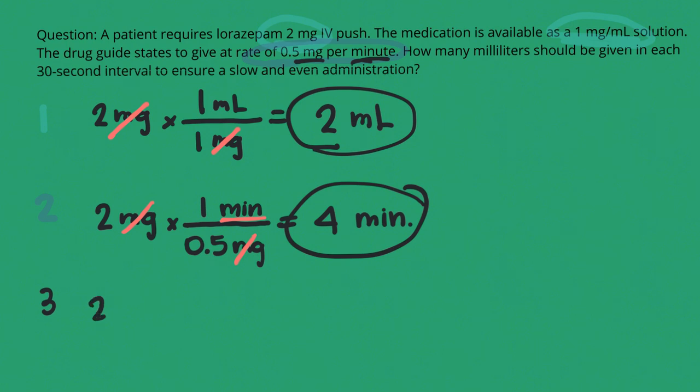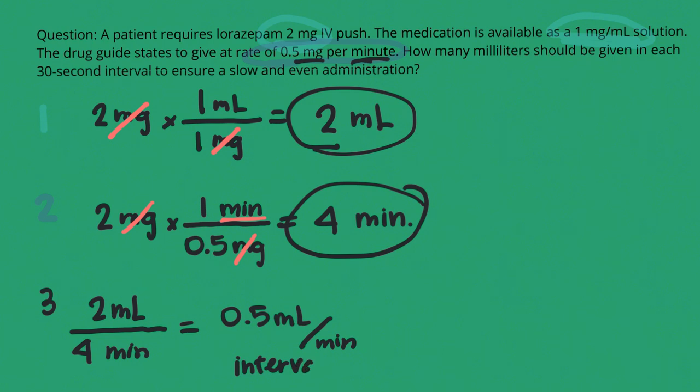So that's where we use step 1 and 2 in step 3. So total volume is 2 milliliters. We need to give that over 4 minutes slowly and evenly. 2 divided by 4, we are left with 0.5 milliliters per minute interval. And now we need to figure out what we're going to give in our intervals. If we look up here, we see our intervals are to be 30 seconds based on this question. Always double check what the question is actually asking you.